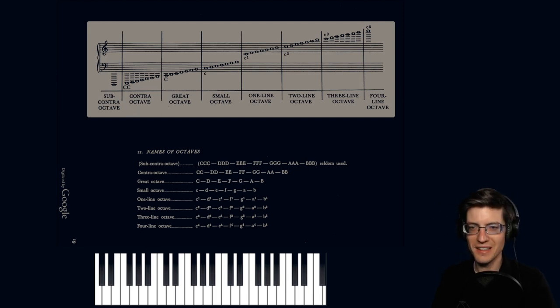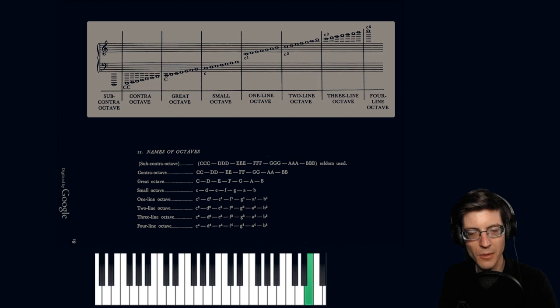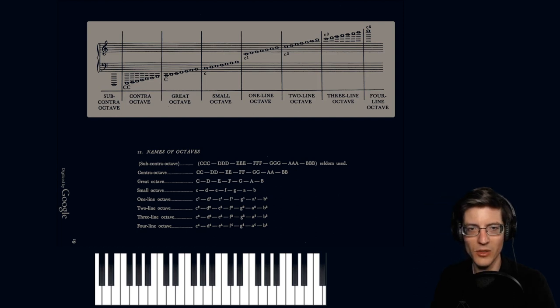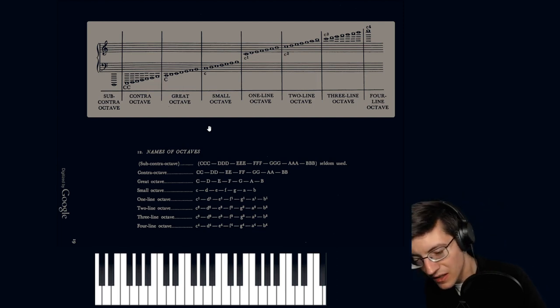What is up with that? Let's see here. Is it the low pass filter, maybe? There we go. Yep, that's a little better. Is there something on still? Because it sounds like it's buzzing. But, okay, so that would be our, what octave was that? That would be our three-line octave. And then our four-line octave.